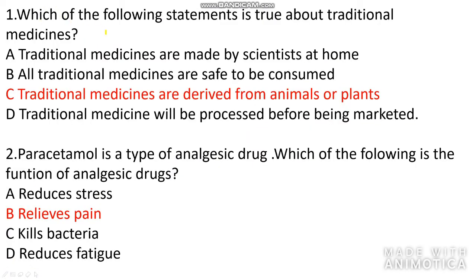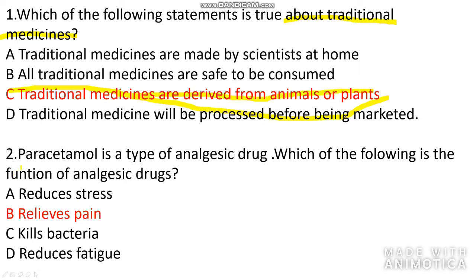Which of the following statements is true about traditional medicine? So as I mentioned before, traditional medicine we derive from animals or plants. So the answer is very straightforward. The answer is C. Traditional medicine are derived from animals or plants.